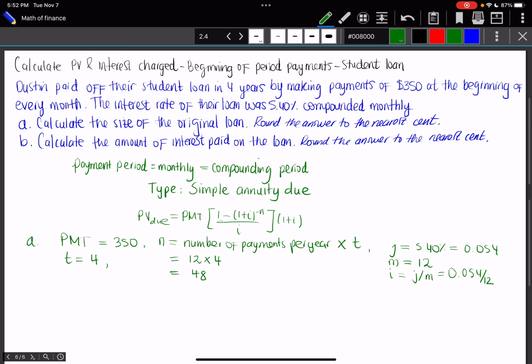With the values of P, M, T, N, and I, we can say that the size of the original loan is the present value of the annuity due, and that is $350 multiplied by 1 minus 1 plus 0.054 divided by 12 to the negative 48, divided by 0.054 divided by 12, all that multiplied by 1 plus 0.054 divided by 12.